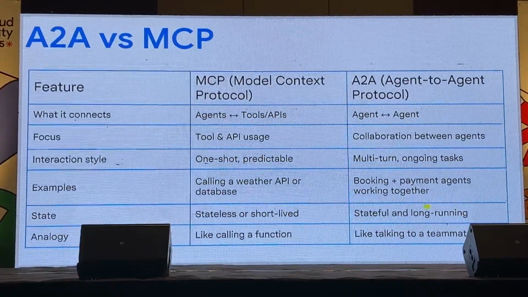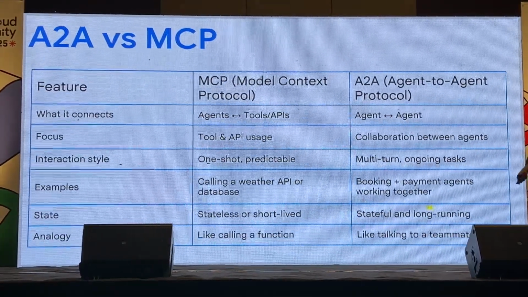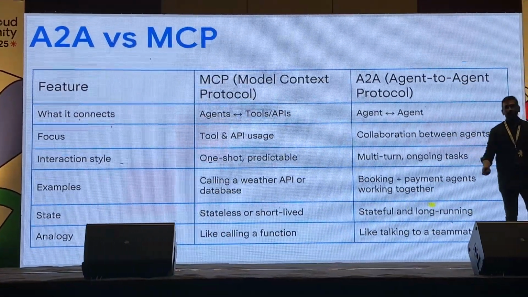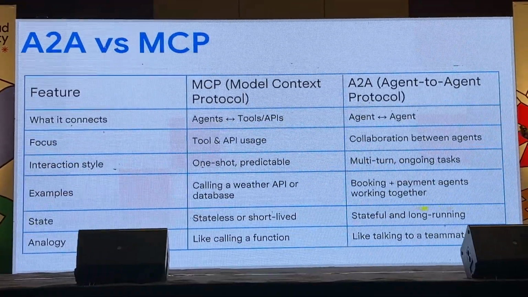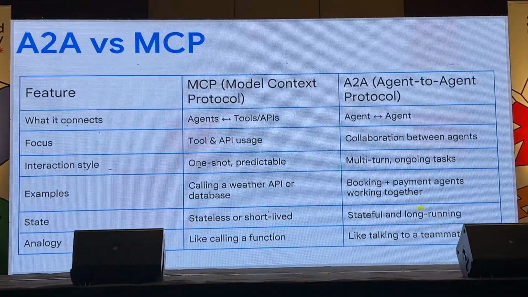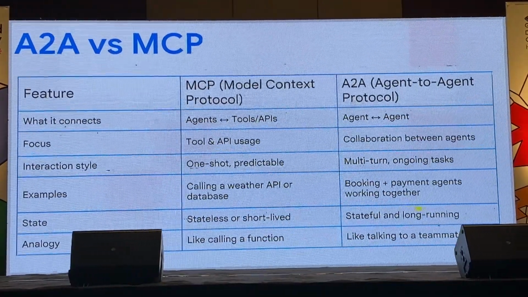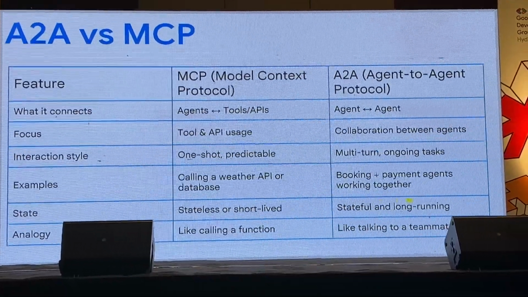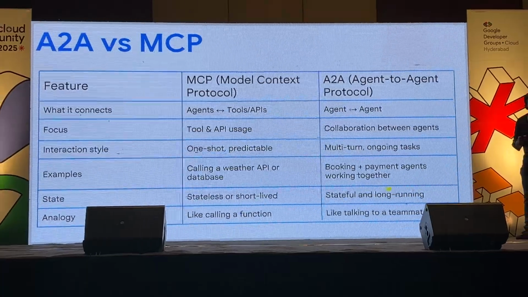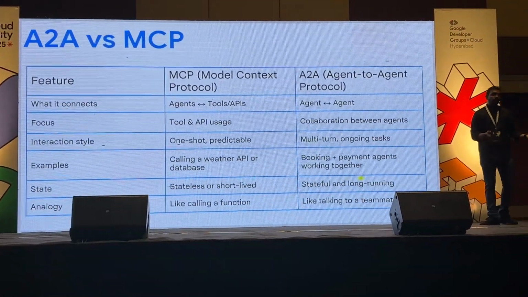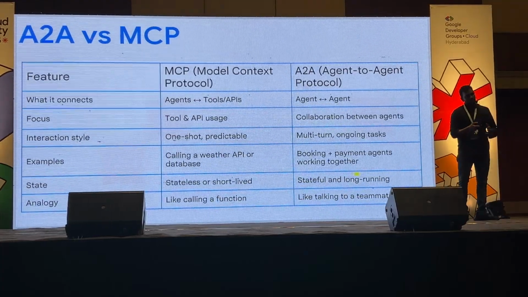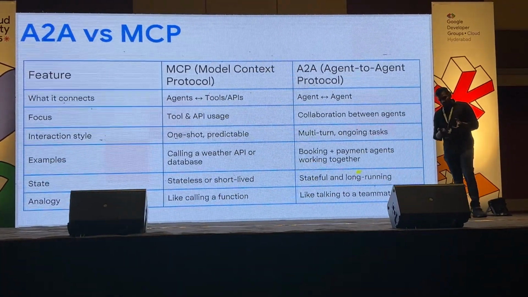That's what an API basically does. A simple example is if I want to call a weather API from any third party, MCP will help me to get it done. But with agent-to-agent, I want booking and payment agents working together. Like, "Okay, let me book for me," one agent is talking to another agent. That's how it usually works. On a simple analogy, MCP is like calling a function, and A2A is like talking to your teammates. That's the major difference.